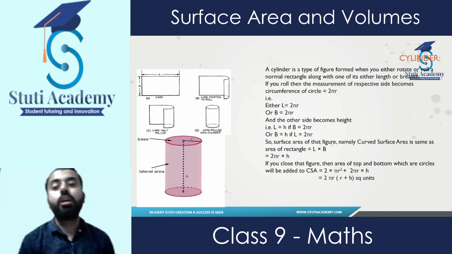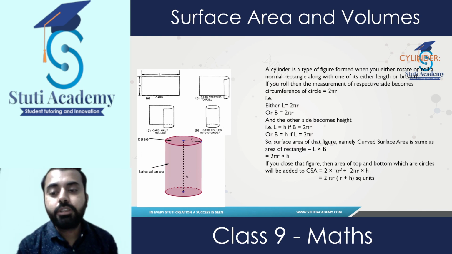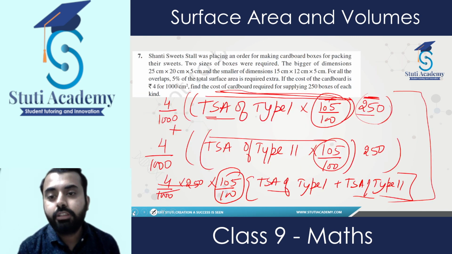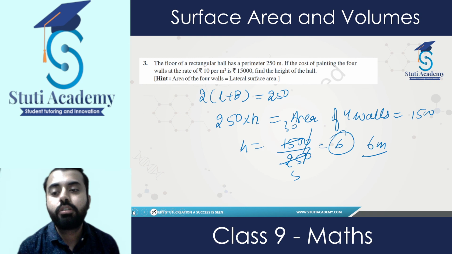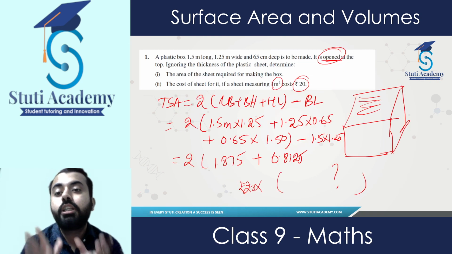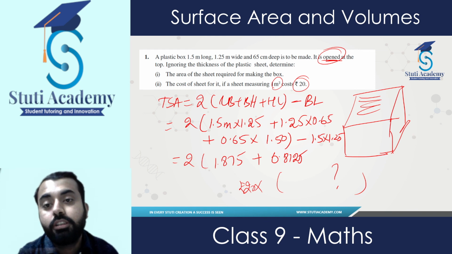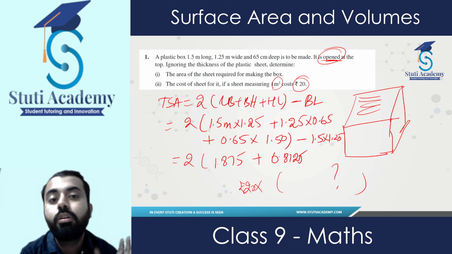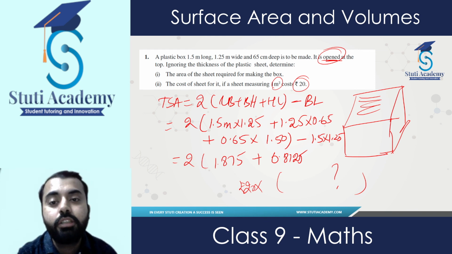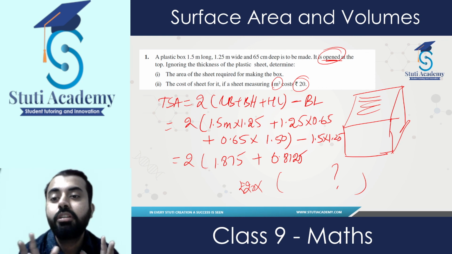With that sum, let me just remind you of the sums based on our cuboids. Starting with this case, I had this sum here, which was a plastic box made with this dimension, open at the top, using the thickness of the plastic sheet. Determine the area of the sheet required for making the box.